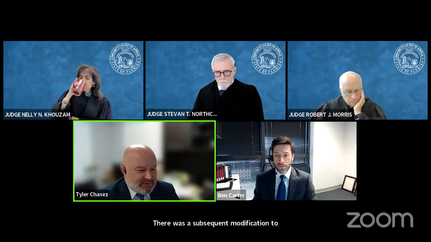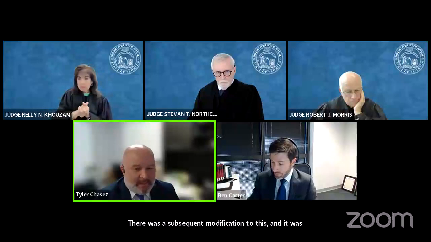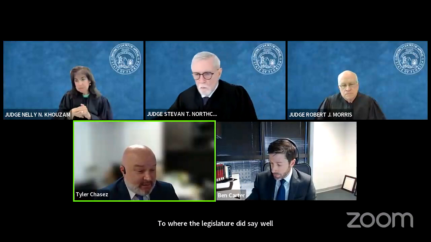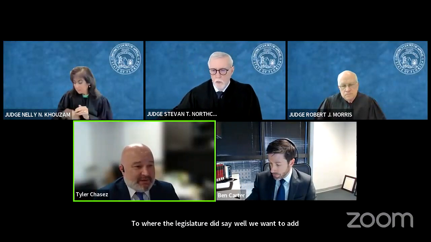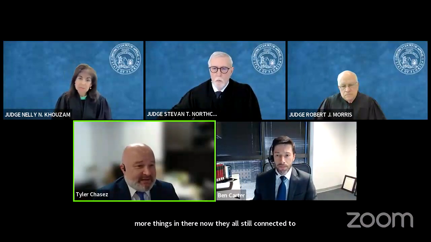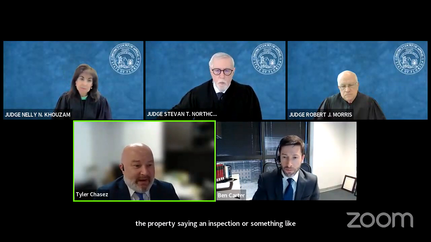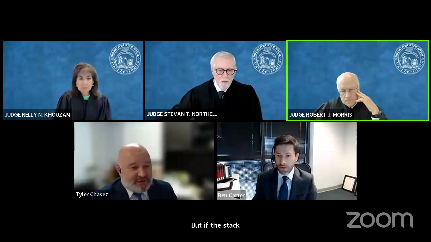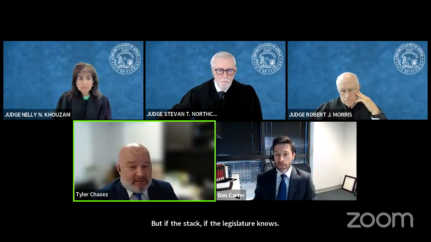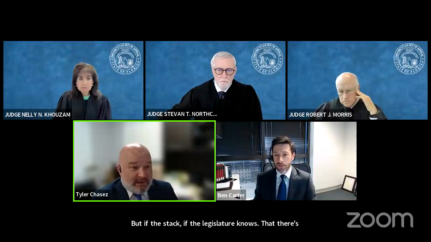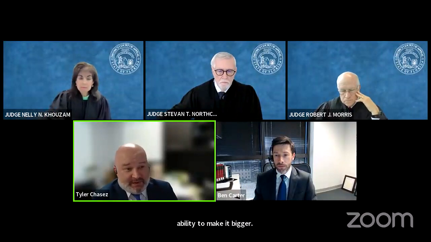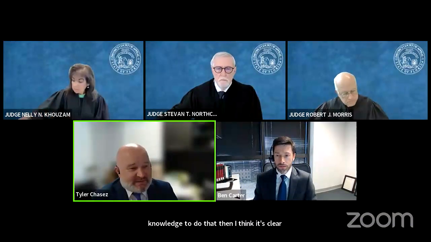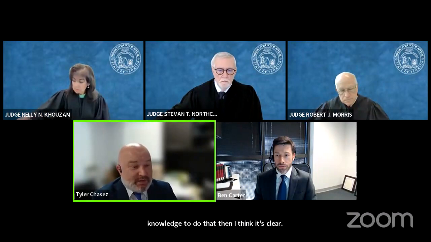And if we're talking legislative intent, there was a subsequent modification to this, subsequent to the creation of the assignment, where the legislature did say, we want to add more things in there. They all still connected to the property, like an inspection or something that involved a service at the property by that individual. But if the legislature knows there's ability to make it bigger, and they have shown the ability and the knowledge to do that, then I think it's clear that this was the scope they originally wanted and that would apply to this assignment.